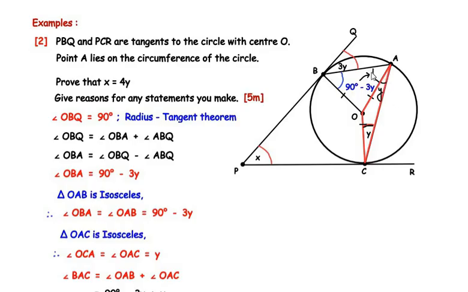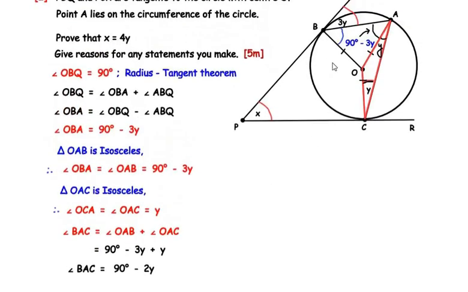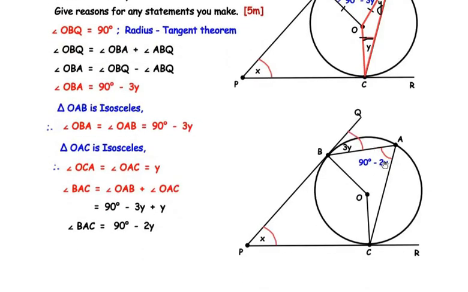So let us now consider this total angle at point A. We have to add 90 minus 3y with y. So here we have got angle BAC is equal to angle OAB plus angle OAC. So 90 minus 3y plus y is going to give us the total angle BAC as 90 minus 2y. I have considered the same figure over here for easy reference with angle BAC as 90 minus 2y.